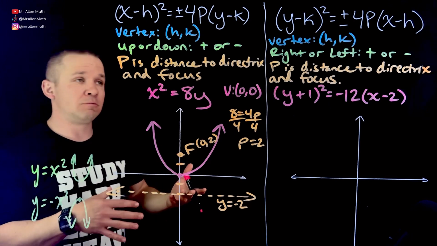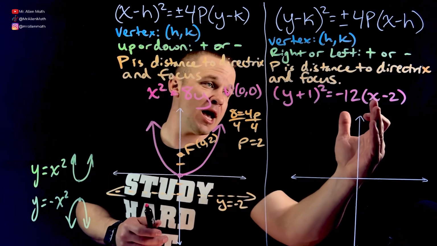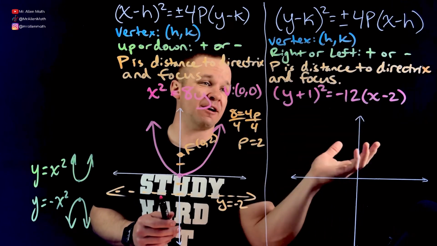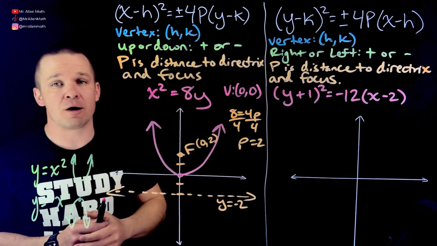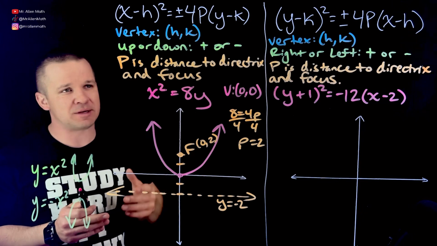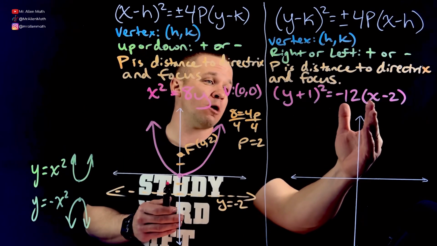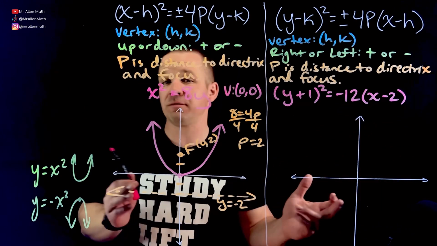Cool. All right. So the first thing I do when I look at this is I figure out, is it opening up, down, left, right? Well, because my x is the non-squared piece here, I'm thinking left, right. Or if you like to look at the squared part, you got to think opposite. Okay, so try not to get mixed up. I look at the non-squared part, that tells me I'm opening left or right. That makes sense to me.